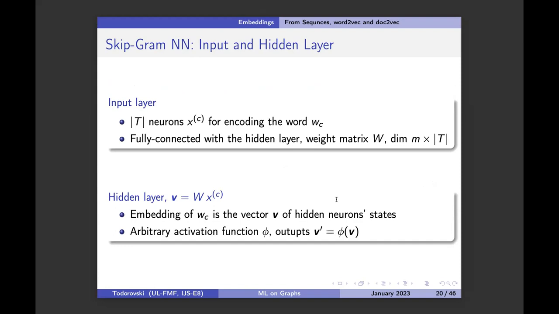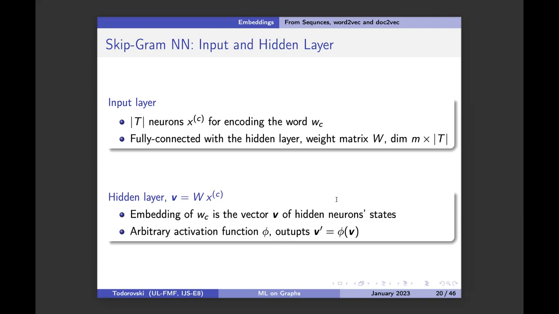So now some more technical details. I'll bother you with technical details for about 5 minutes, and then we'll have a break. These details are not very demanding, but the notation is such that you have to be familiar with neural networks to a certain extent, and I'll try to simplify it as much as possible. In the input layer, you have T neurons, x_c, for encoding the word w_c. This is the sparse representation I was talking about, the one-hot encoding.